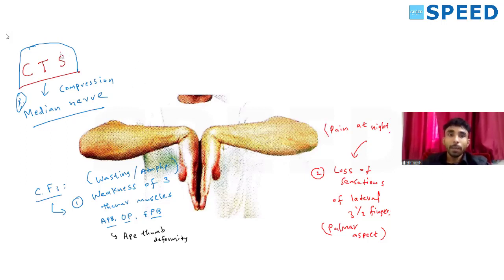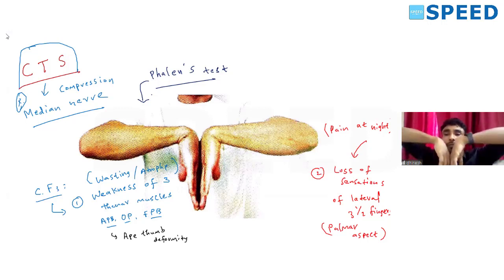And anybody, can you tell me what is the name of the test performed in this image? Yes, this is called Phalen's test. Please remember, Phalen's test is for the diagnosis of carpal tunnel syndrome. So what is Phalen's test? When you ask the patient to flex the wrist and approximate the hands, the symptoms of carpal tunnel syndrome will be produced. That is called Phalen's test.